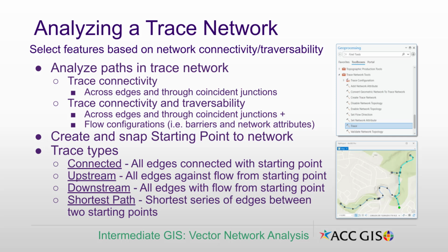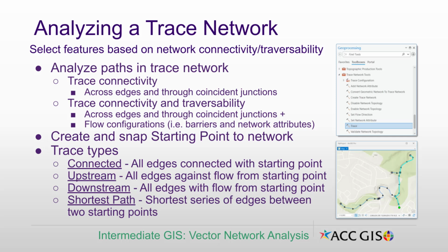Now, we begin a trace by first creating and snapping a starting point to a network, and then we can run the trace geoprocessing tool in the geoprocessing pane in the trace network tools toolbox. Once you open it, you need to select the trace type, which is connected, upstream, downstream, or shortest path. And so connected selects all the edges connected with the starting point. Upstream selects all the edges against flow from the starting point.